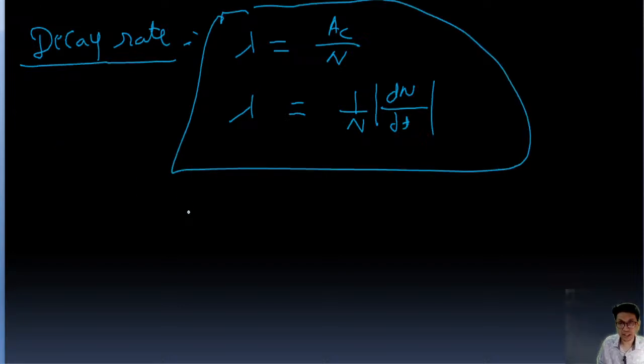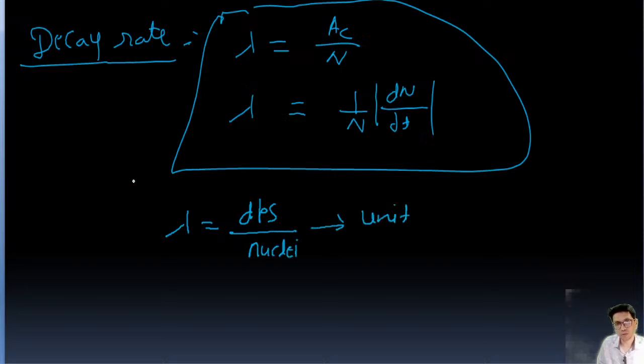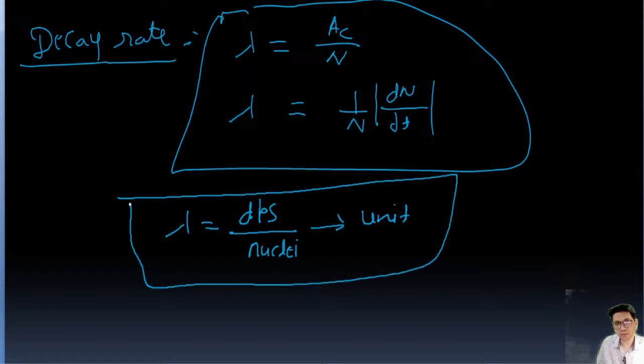So we can write lambda equal to, the unit is disintegration per second upon nuclei, right? That is the unit of decay rate. Okay, so decay rate is activity upon N, or 1 upon N mod dN upon dt. Okay, now half life.